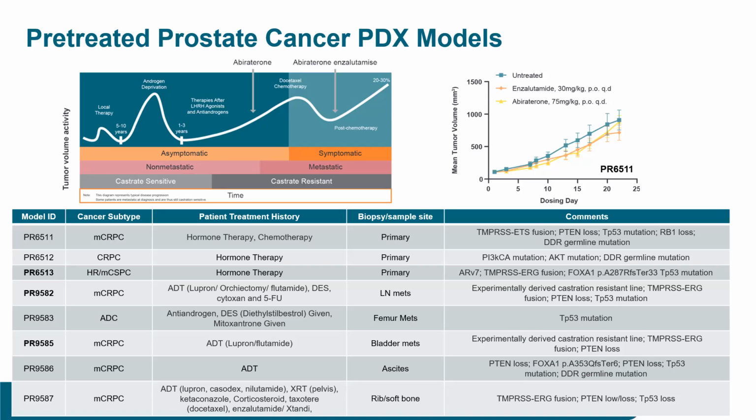And actually, one of the models, which is shown here on the top right, PR6511, which is from a metastatic castrate-resistant prostate cancer patient, was confirmed to have a TMPRSS2-ERG fusion, PTEN loss, and also high levels of PSA expression. And as you can see from the graph, there was no significant response observed following treatment with enzalutamide or abiraterone in mice bearing this subcutaneous PDX model of this patient.